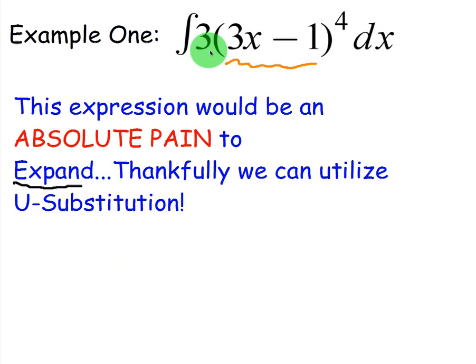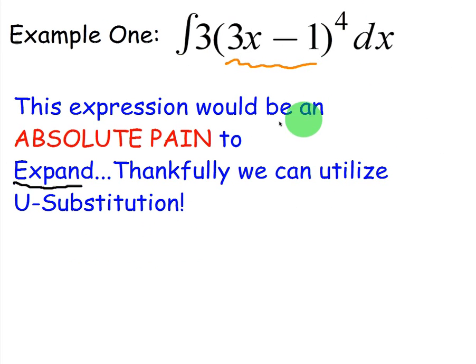Example 1, we have the antiderivative of 3 times (3x minus 1) to the 4th power. Another way of explaining when to use U-Substitution is when you have a function inside of a function. So it's kind of like the reverse of the chain rule. You'd have to use the chain rule to take the derivative of this, so taking the antiderivative is even more complex.